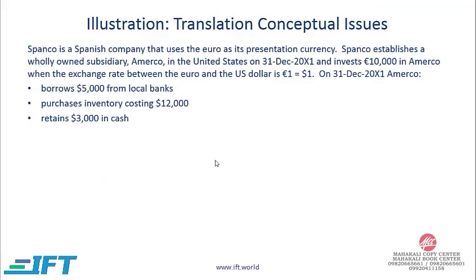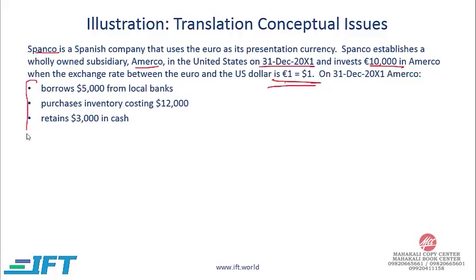So let's dive into these conceptual issues by looking at some numbers. Again, we continue with Spanco. Americo is the American subsidiary which is established on this date, the end of, let's say, 2001. And here is the investment. The investment is 10,000 euro. Conveniently, our exchange rate when this subsidiary is established is $1 is equal to 1 euro.